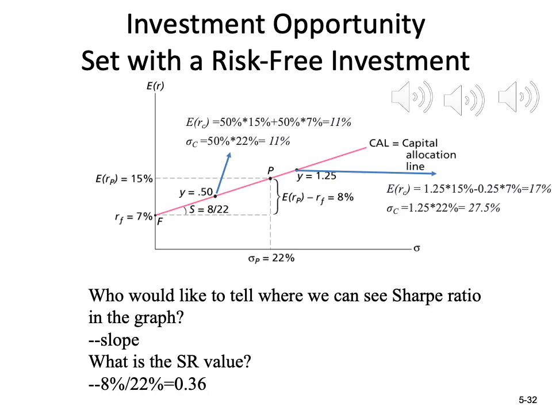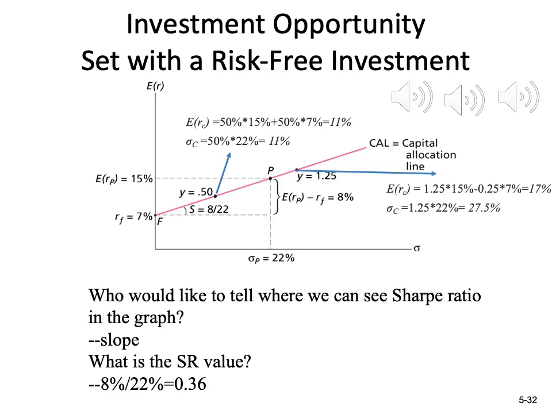The second point in this space is the portfolio P, the risky portfolio. The risky portfolio has 15% return on the vertical line and 22% risk on the horizontal line. Now we have 2 points, F and P. Connecting the 2 points, we have the pink line, which is called capital allocation line.